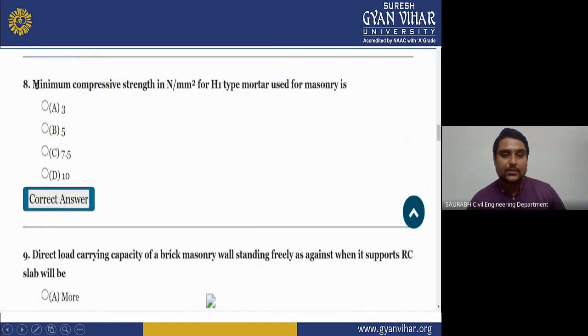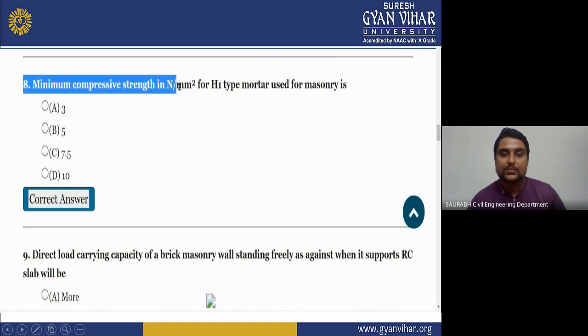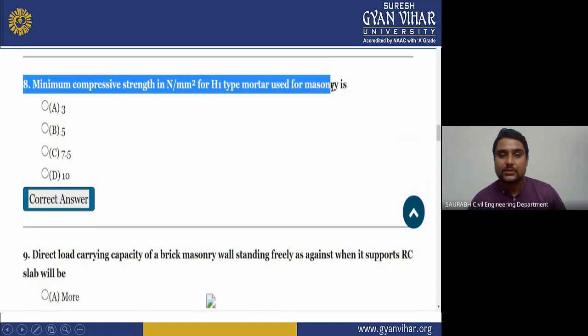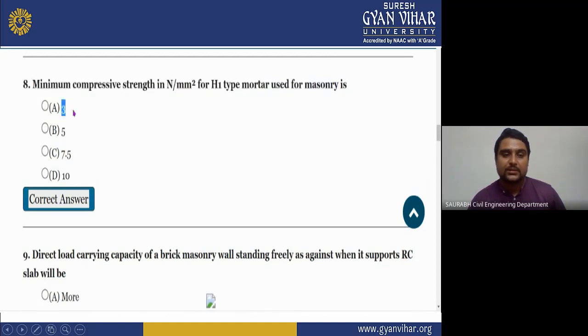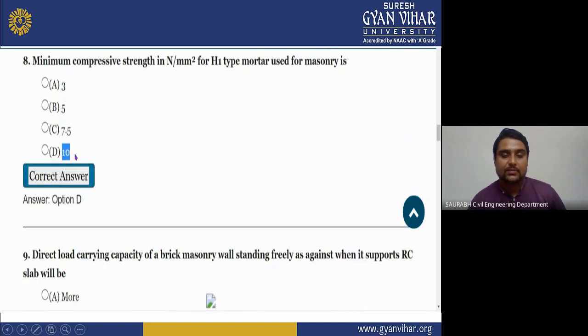Come on, the eighth question, which is: minimum compressive strength in Newton per mm square for H1 type mortar used for masonry. Options given: 3, 5, 7.5 and 10. Here the right answer will be D. It will be 10.